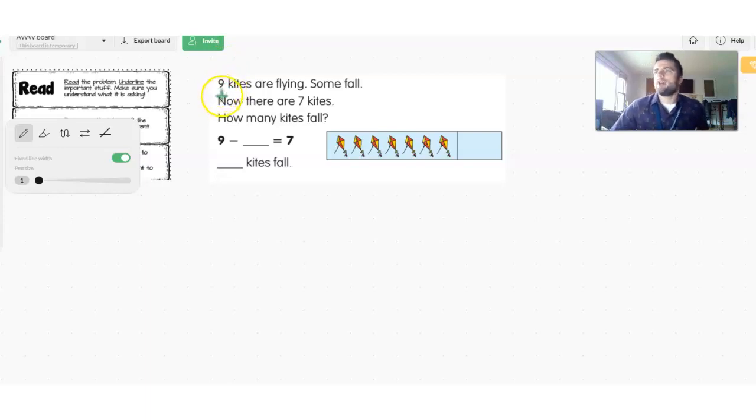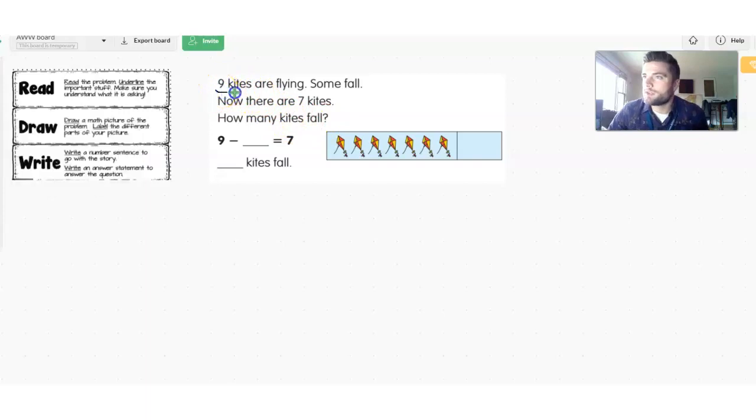It says 9 kites are flying and some fall. Now there are 7 kites. How many kites fall? So I'm going to underline the fact that 9 kites are flying. I'll underline that some fall. Now there are 7 kites. How many kites fall? You know what? Everything in that is important. So I'm just going to underline it all. And the question we have to answer is how many kites fall?